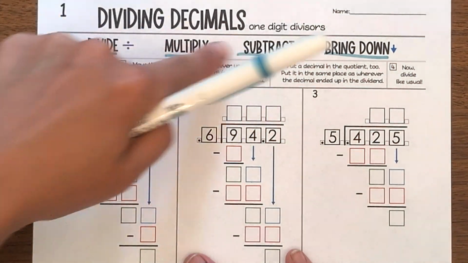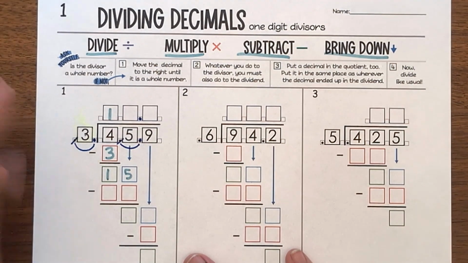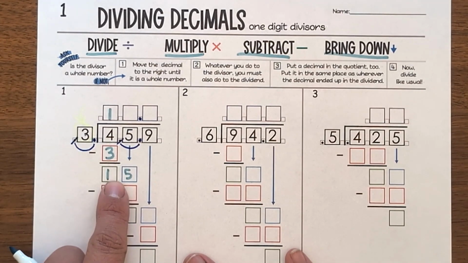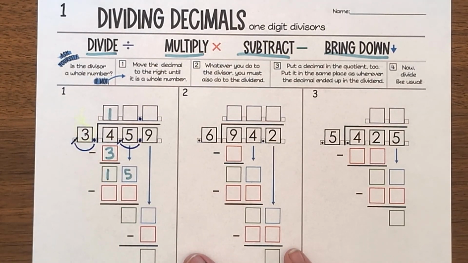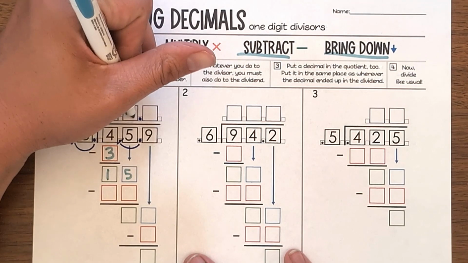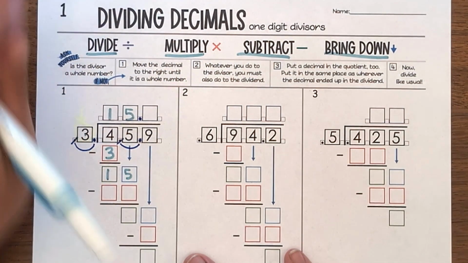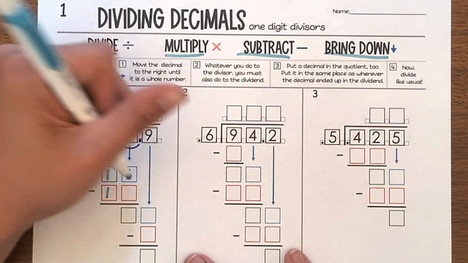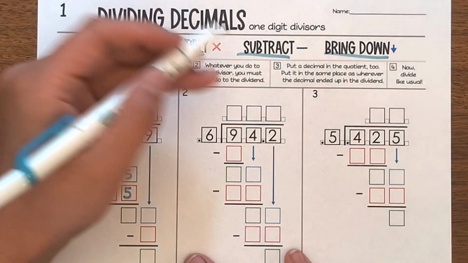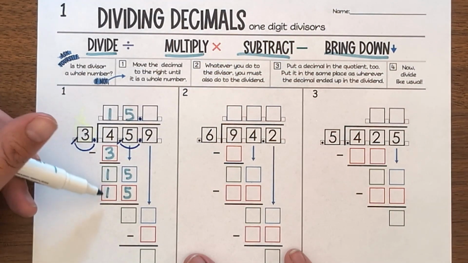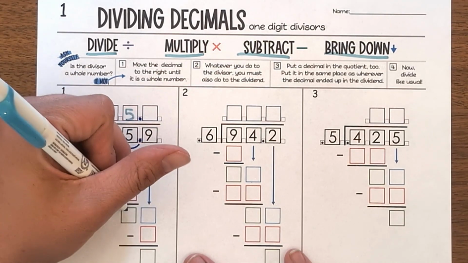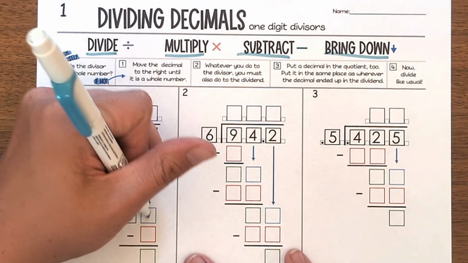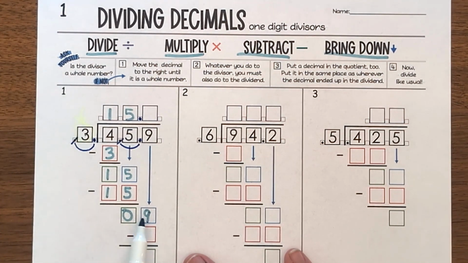That was all 4 steps, so you just start back at the beginning to divide and put your answer in this purple quotient box. So you're going to do 15 divided by 3, which is 5. Next, multiply into the red. 5 times 3 is 15. The next step is to subtract 15 minus 15, which is 0.